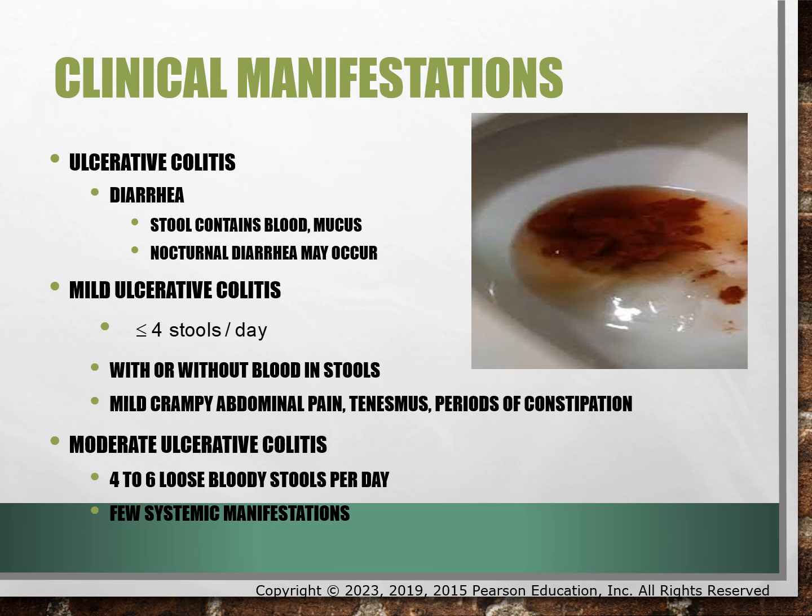Moderate UC. Patients with moderate clinical disease may have frequent loose bloody stools, 4 to 6 per day, mild anemia not requiring blood transfusion, hemoglobin greater than 10, and abdominal pain that is not severe. Patients have no or minimal signs of systemic toxicity. Adequate nutrition is usually maintained and weight loss is not associated with moderate clinical UC.